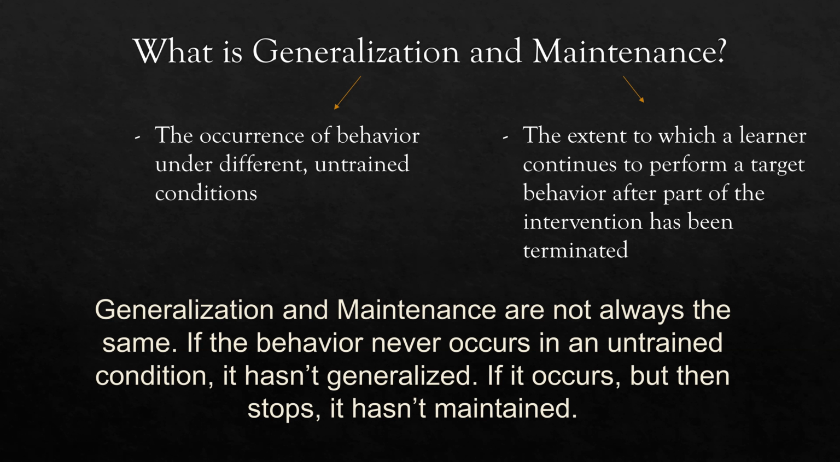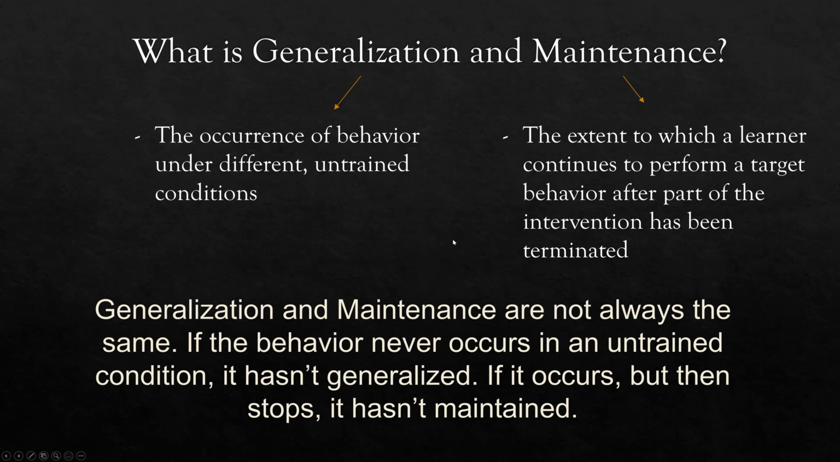Generalization: you teach it in one setting, the behavior occurs in a different setting. Boom, we've generalized. You teach a skill to a client, that client goes to another technician, does the skill, boom, we've generalized. Maintenance: we teach a skill for 6 months, we stop teaching, 6 months later, that client is still able to do the skill, boom, it's maintained. Simple as that.